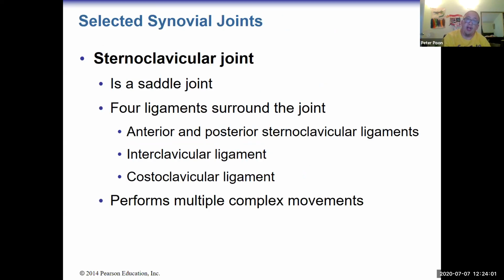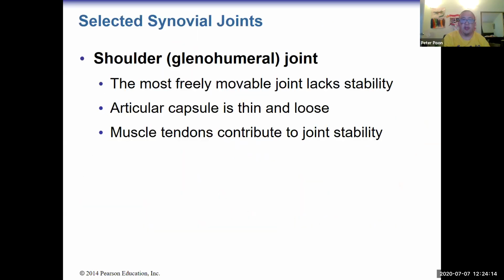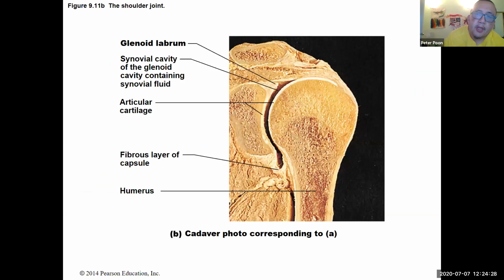We're not going to get into the selected synovial joints. I'm just going to show you a couple of cool little features. The shoulder: remember, the correct name for the shoulder is glenohumeral joint. You can see on a real skeleton how shallow this is and how easy it is to dislocate this bone.